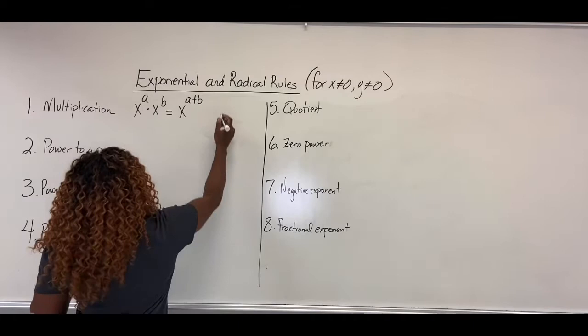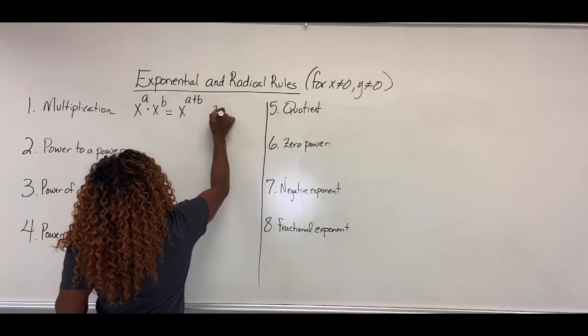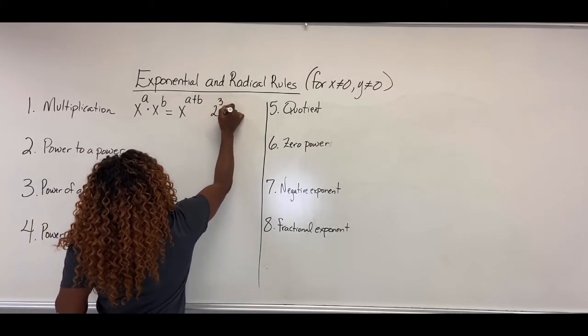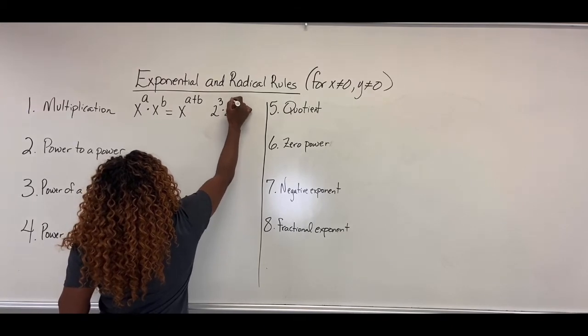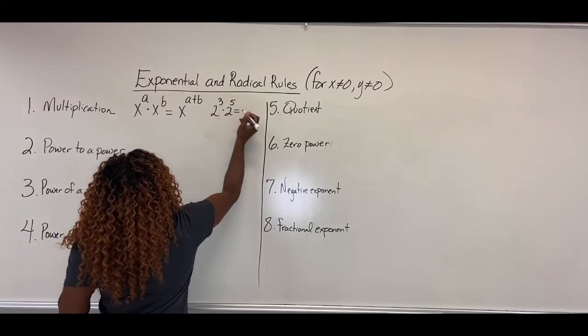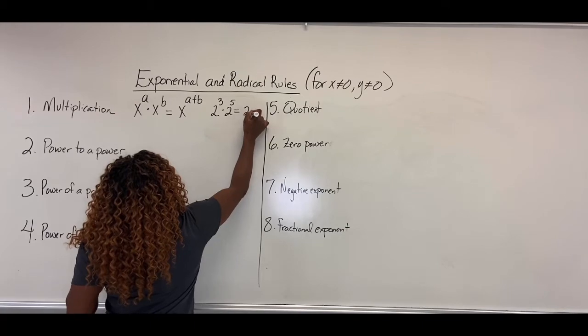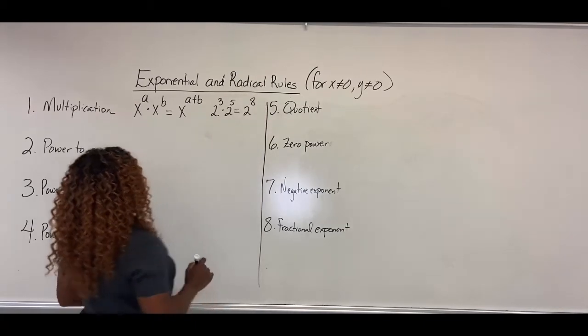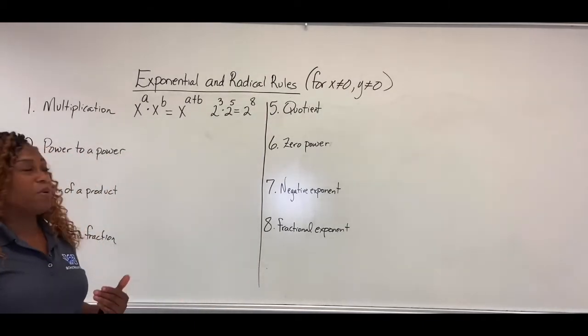An example of that is if we've got 2 to the third power times 2 to the fifth power, we add the exponents, it becomes 2 to the eighth power. And then we would solve 2 to the eighth power.